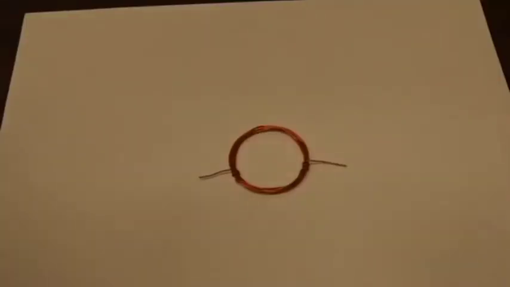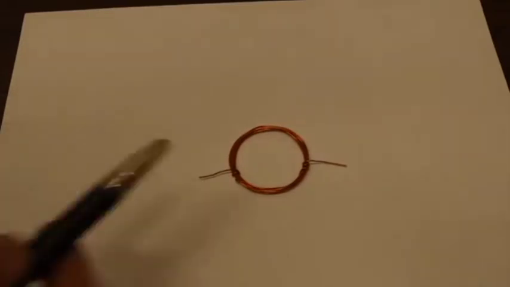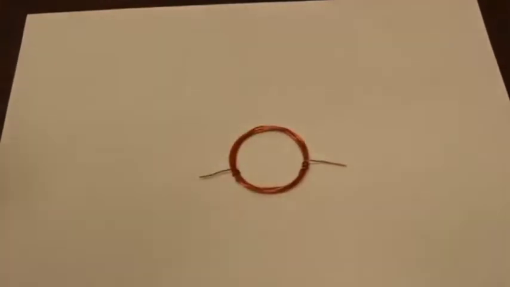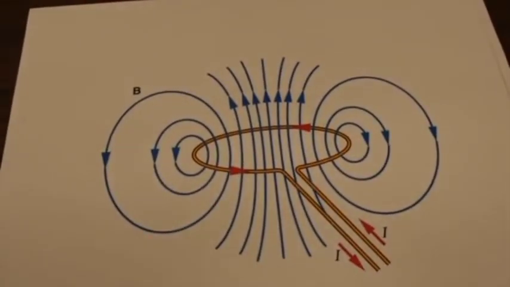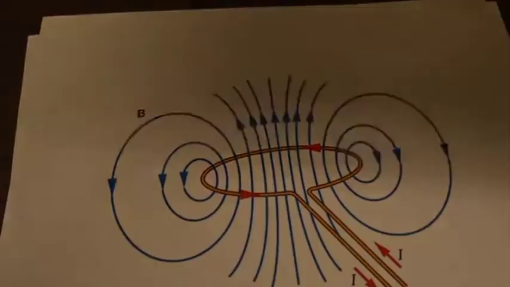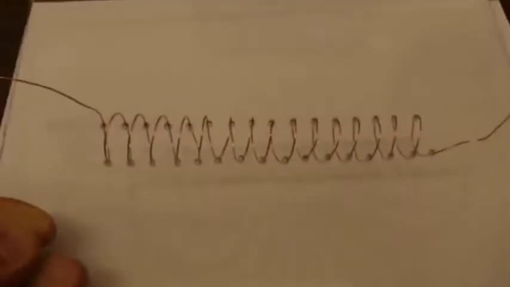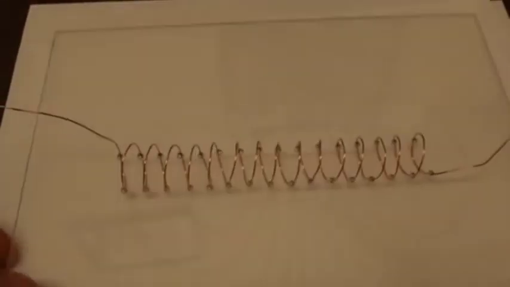We have visualized the magnetic field lines for current going around in a circle. So here is a sketch to illustrate what those magnetic field lines look like. Now let's look at the magnetic field generated by a coil of this shape.